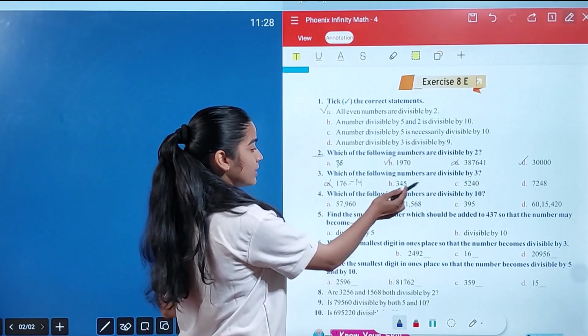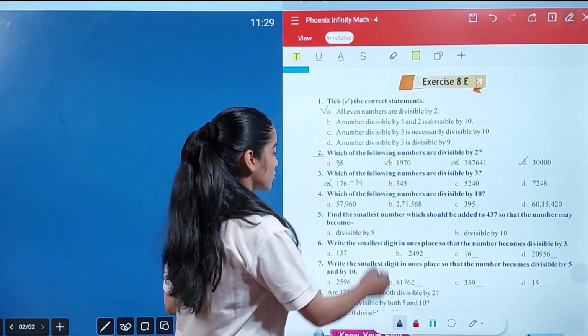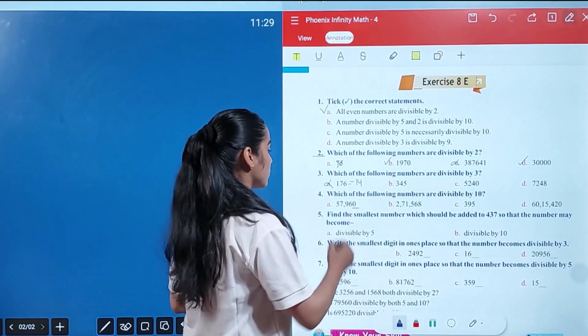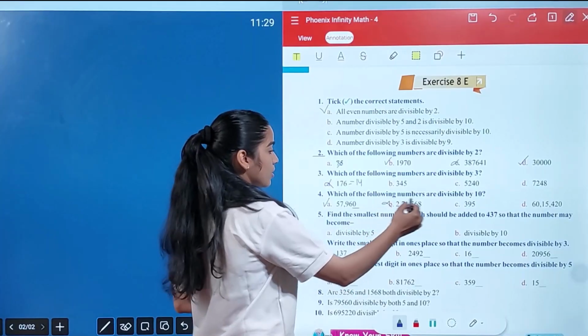Now, which of the following numbers are divisible by 10? So it has 0 in the ones place, so yes, it is divisible. This is not, this is not.